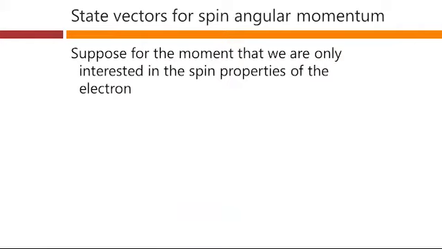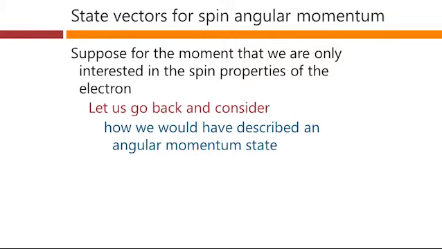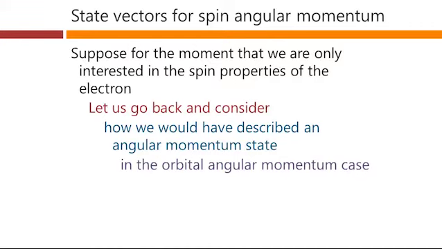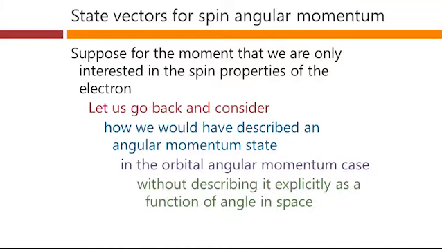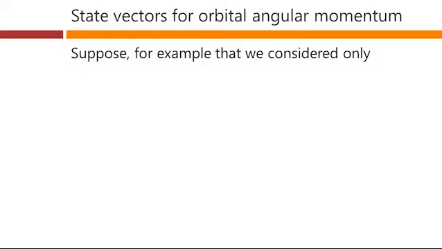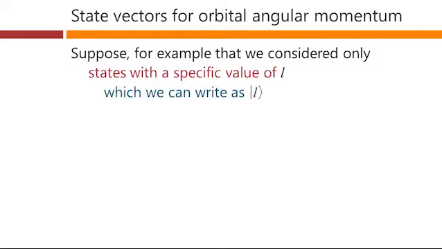Suppose for the moment that we are only interested in the spin properties of the electron. Let us go back and consider how we would have described an angular momentum state in the orbital angular momentum case without describing it explicitly as a function of angle in space. Suppose, for example, that we considered only states with a specific value of L in ordinary orbital angular momentum. And we could write that as a ket vector. We could put L inside the ket vector as a label.